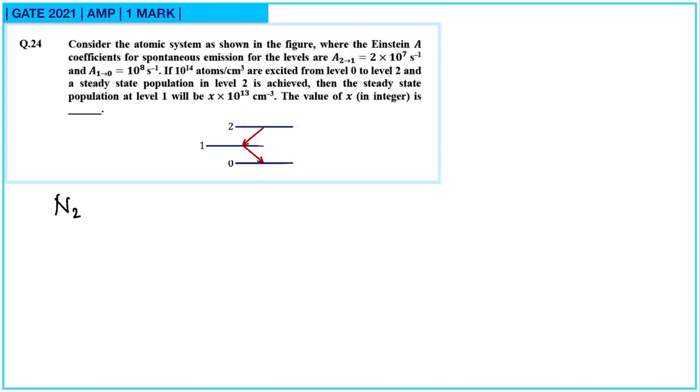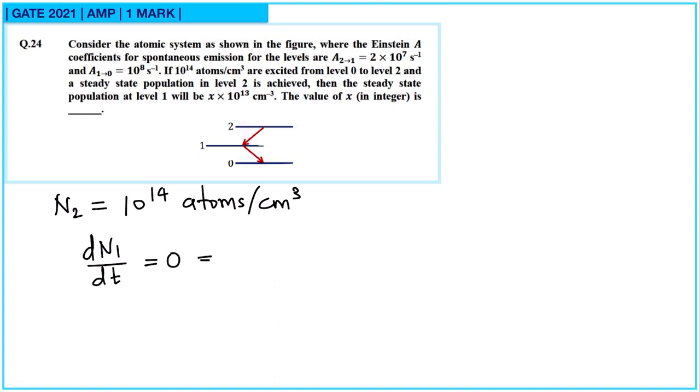Now here N2 is given as 10 to the power 14 atoms per centimeter cube. Steady state is achieved at level 1 as well. So that means dN1 by dt has to be 0. Now dN1 by dt: the ones which are decayed from level 2 will come into level 1, so it is proportional to N2 by T2, and they are also decaying to 0, so that will be proportional to N1 by T1 as well.